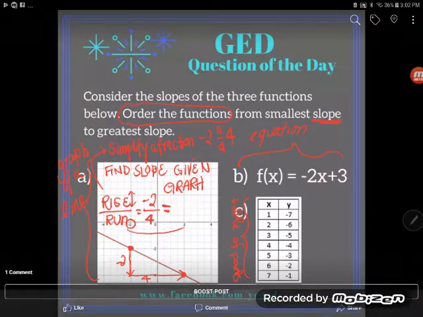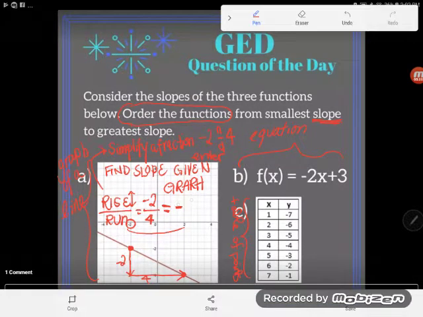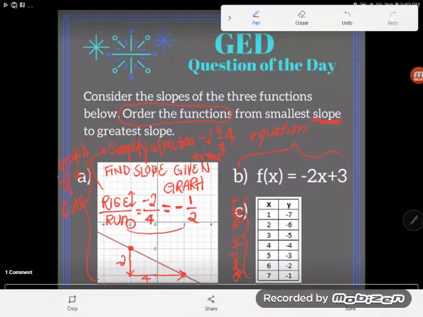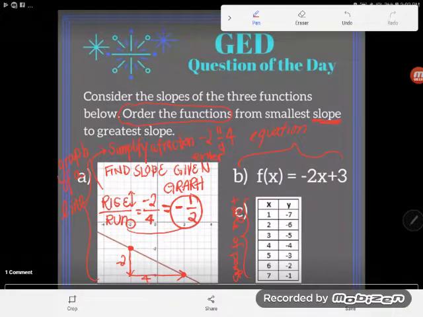Once you have that fraction in there, just go ahead and press enter. And it should reduce and tell you that's the same as -1/2. And so the slope of this line is -1/2. Good. I had to find slope because this problem is asking me to compare slopes. Okay, next one. Let's look at B.